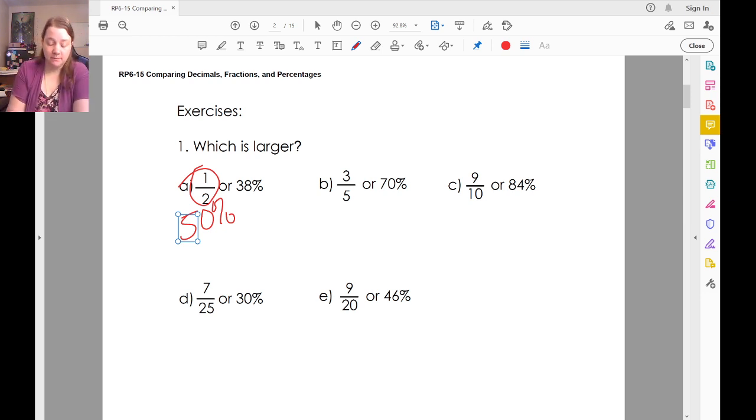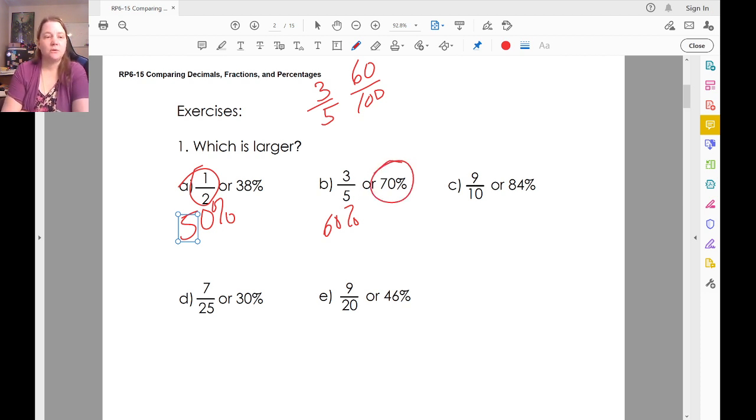3/5 or 70%. Well, let's change 3/5 to something over 100. 5 times 20 is 100. 3 times 20 is 60. Which is bigger, 60% or 70%? 9/10 or 84%. 9 over 10 is the same thing as 90 over 100. So 90% or 84%? 90%.